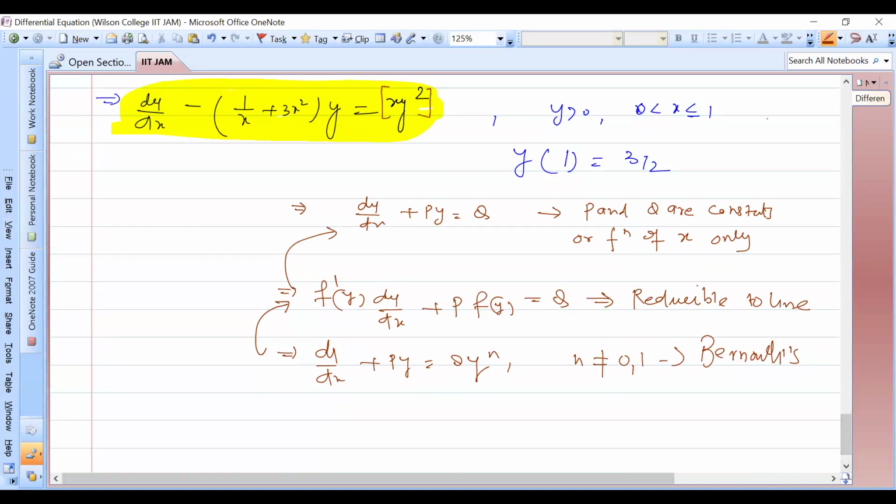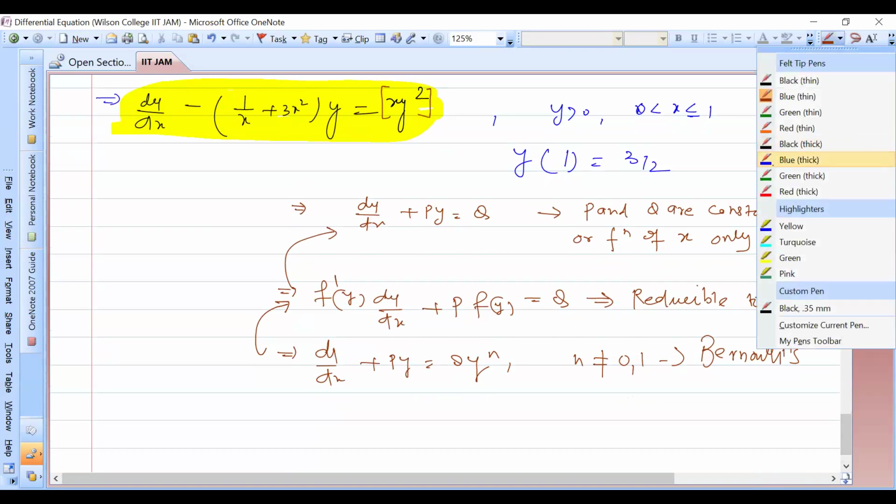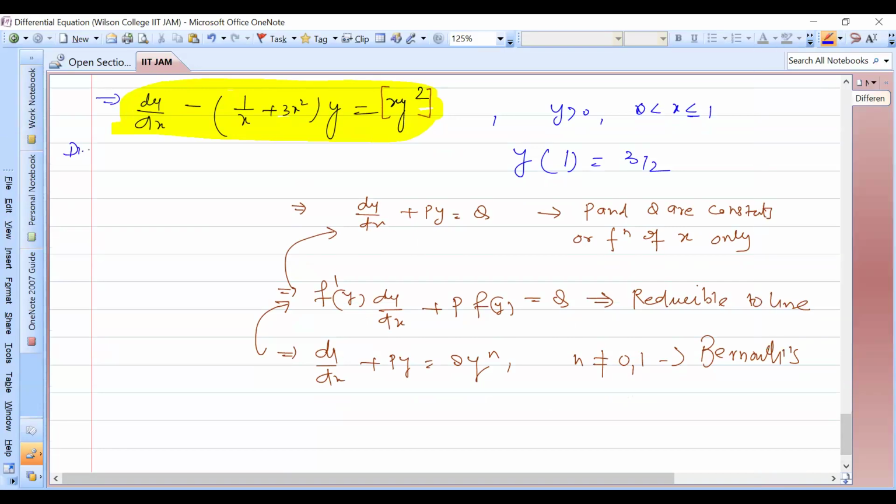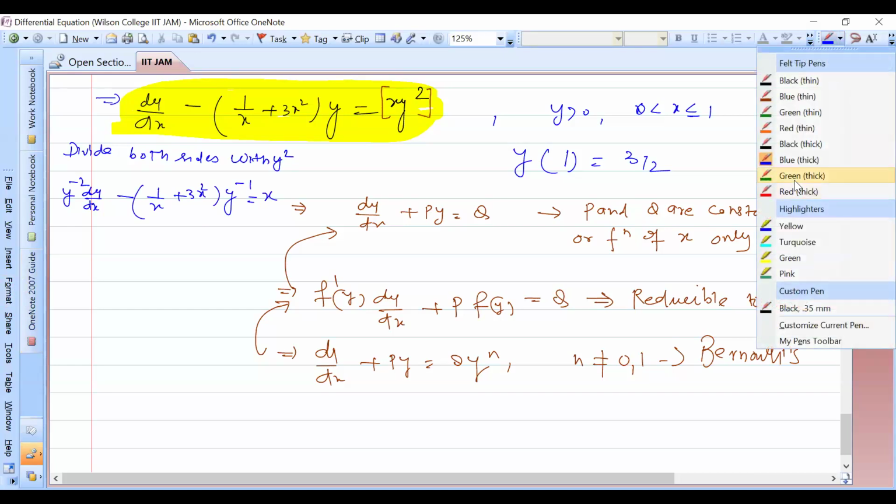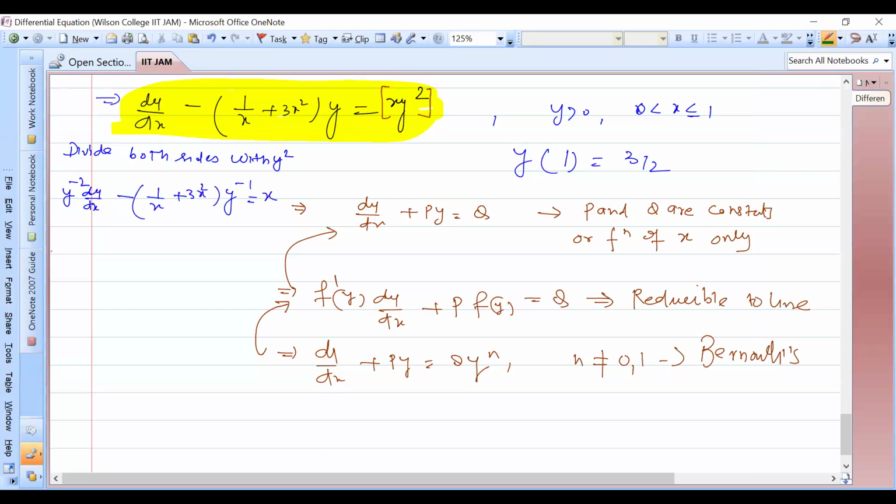So here the method is divide both sides by y square. So what we get? Y raised to minus 2 dy by dx minus 1 by x plus 3x square, y raised to minus 1 equals x. Agreed? It is reducible to linear form now.